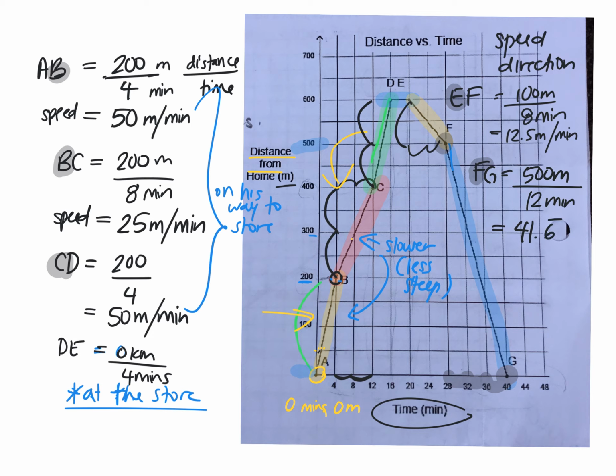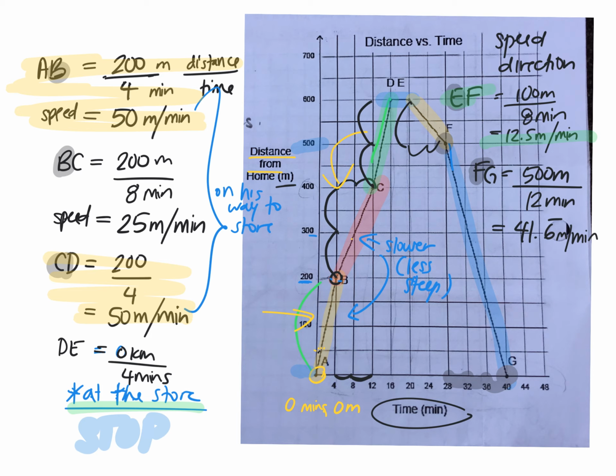Okay, so when was he traveling the fastest? So he's actually traveling his fastest from A to B because his speed was 50 meters per minute, and C to D was the same speed. When was he traveling the slowest? We wouldn't count E to F, he stopped. Here E to F he stopped, right? So the slowest is 12.5 meters per minute, and that line is the least steep. And you can see that A, B, and C, D are actually the steepest lines.